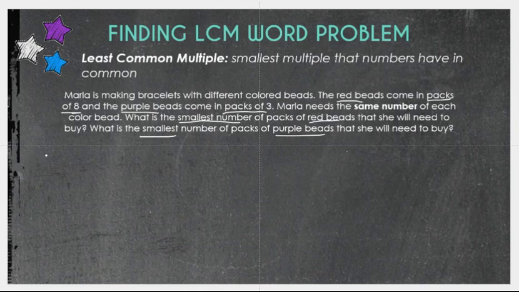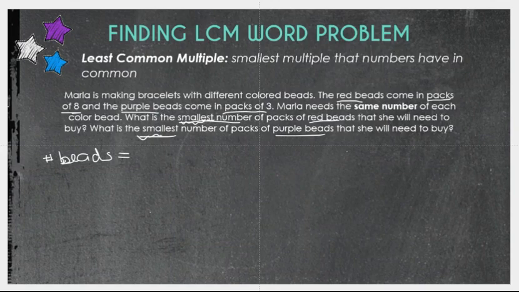So we need the number of beads to be the same. Number of beads have to be equal to each other. So red beads has to be equal to the same number of purple beads. Now, again, if students don't know if they're supposed to find the least common multiple, they could start with drawing some pictures.